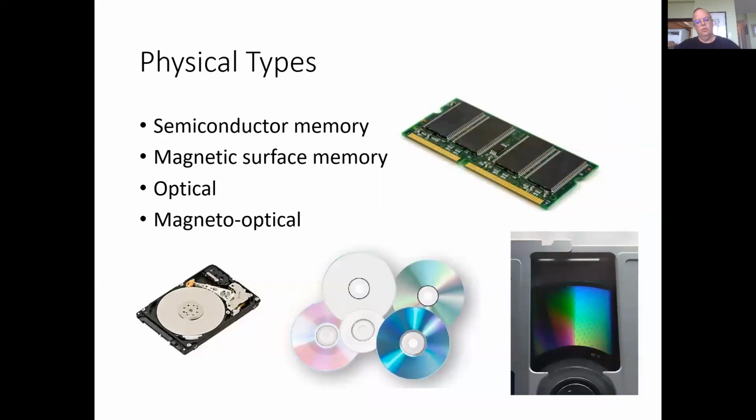So different physical types are another characterization of memory. There's semiconductor memory that you see pictured in the upper right here, magnetic surface memory, which is like the disk, optical memory, which is the CD and DVD ROMs, and then magneto-optical that you see pictured on the bottom, which is kind of a combination of magnetic and optical.